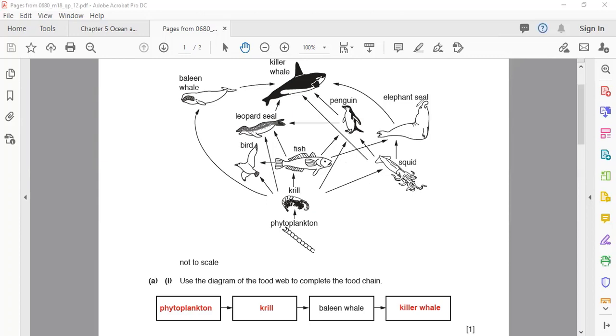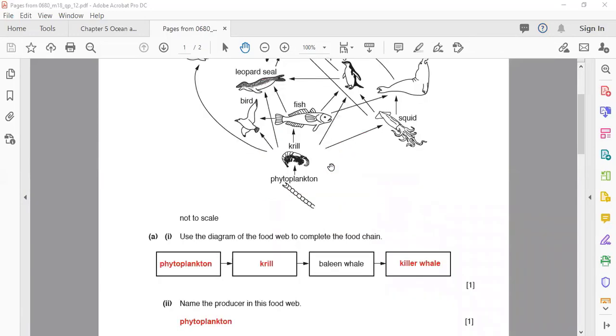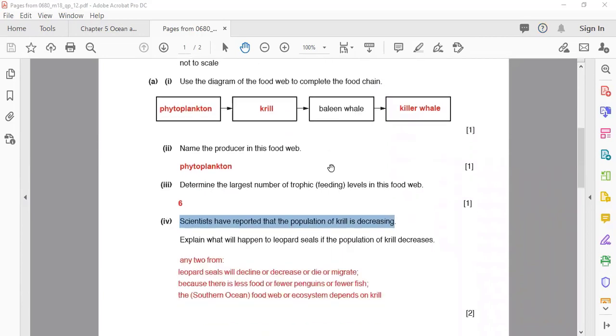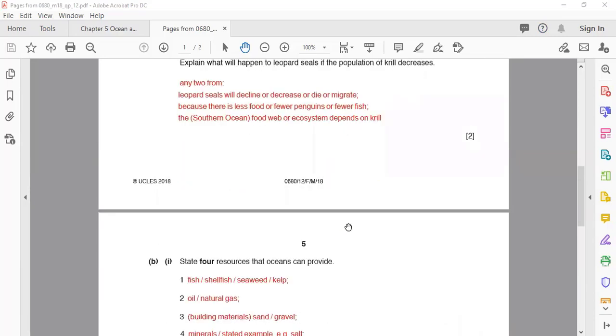I'm saying that, for example, see here, the population of krill is decreasing, understand? So this krill is food for how many things? This krill is food for birds, for fish, for penguin, for squid, and for leopard seal. If it is less, is leopard seal affected or not? Yes, its population will decrease. Leopard seal will decline or decrease or die or migrate. Really good.